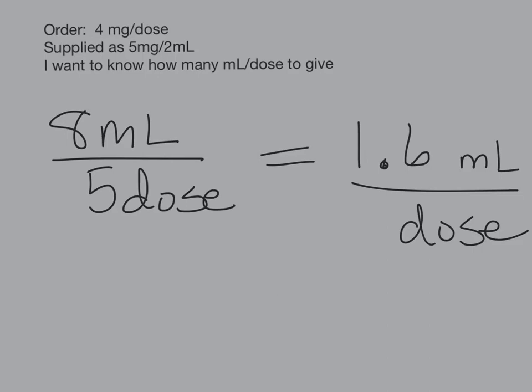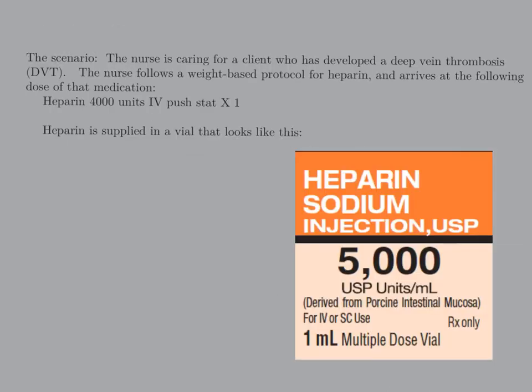We can try it one more time if you want. So here it is, last one for now, I promise. Our scenario now has changed. Now the nurse is caring for a client who has developed a deep vein thrombosis, otherwise known as a DVT, something we talked about as a condition that affects circulation. The nurse follows a weight-based protocol for heparin. Don't worry too much about that. You'll see it next semester.